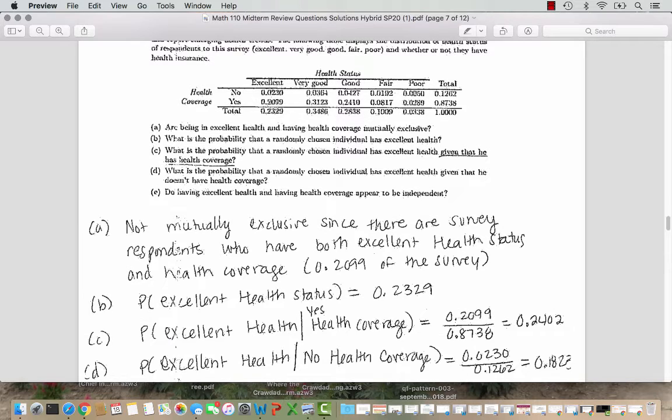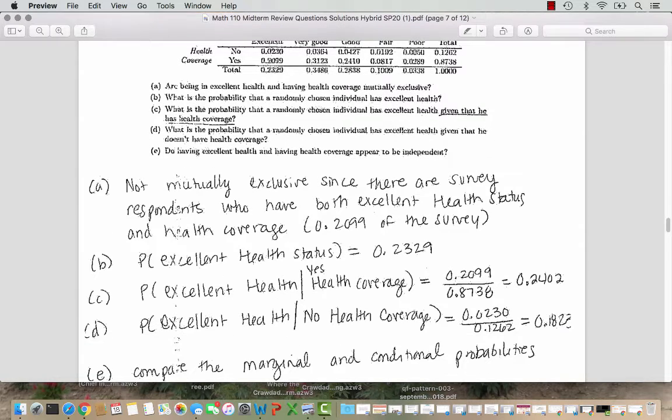Question C asks, what's the probability that a randomly chosen individual has excellent health given he has health coverage? You can see that I underlined the given condition because this is a conditional probability. The way I wrote this in part C is the probability of excellent health, and then I restricted this to yes, they have health coverage. So the total with health coverage is 0.8738, so that's the value we put in our denominator. And then restricted just to that row, those who are reporting excellent health are 0.2099. So when we divide, we get 0.2402.